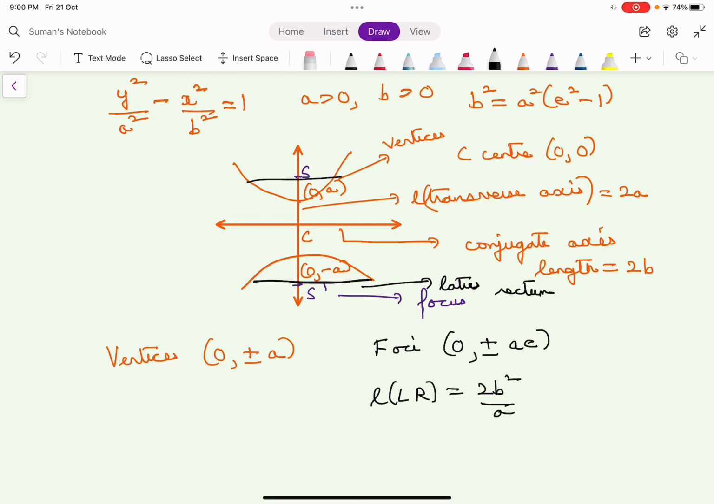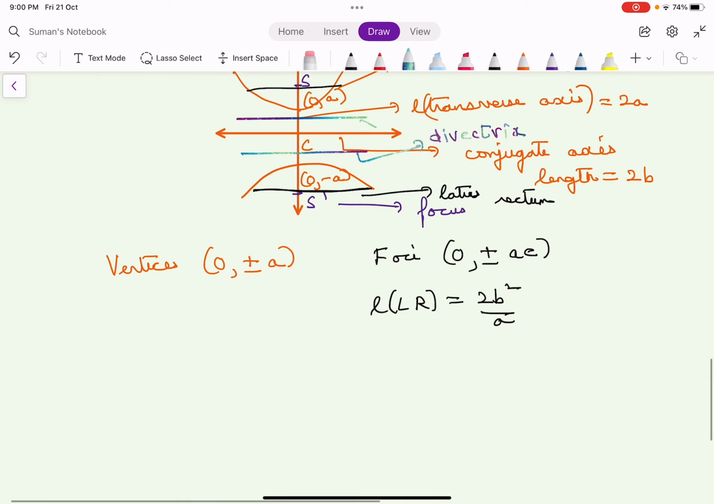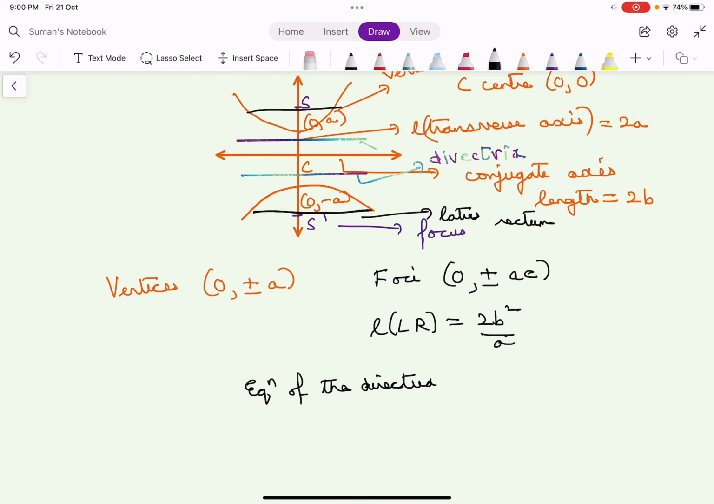Then you have the directrix, which is again a straight line, one at the top here and one at the bottom here. So these are the directrix. There are two directrices. And what is the equation of the directrix given by? It is y equal to plus or minus a by e.